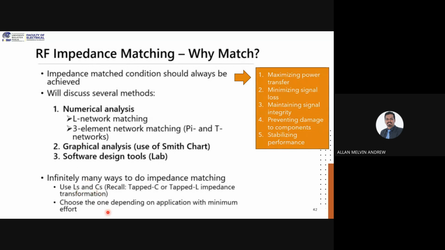We choose the one depending on the application with minimum effort. Based on our application, for whatever reason we want to use impedance matching, we decide which one is suitable, and we don't want to add a lot of extra components, because when you are working as an engineer, the company will always be concerned about cost. They will ask why you need to add this, and whether it can be solved using the existing devices or equipment. So we want to choose the one depending on the application with minimum effort.